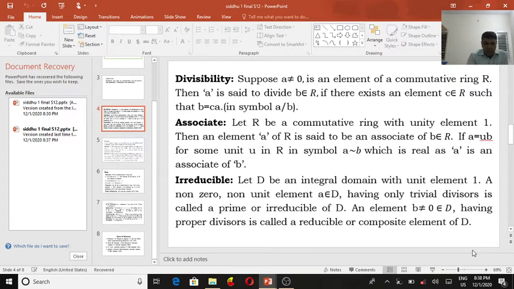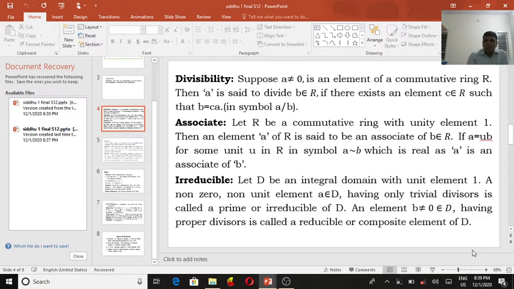For example, suppose 3 divides 15. 3 divides 15 means 15 can be written as 3 into 5. So 3, 5 and 15 are here, and 5 belongs to Z. Similarly, 5 belongs to R, where R is a ring. In the same case, we can write B is equal to CA, and symbolically we can write A divides B.